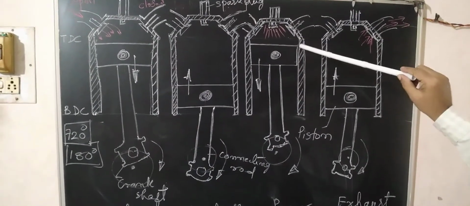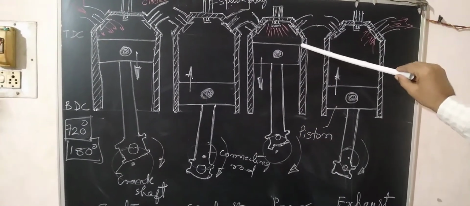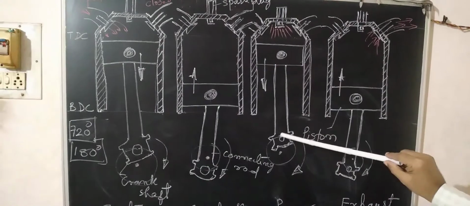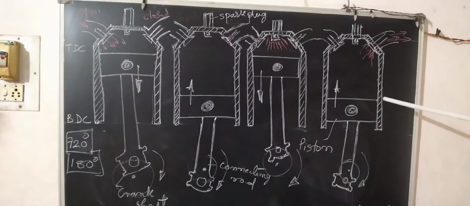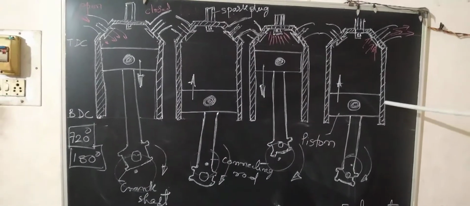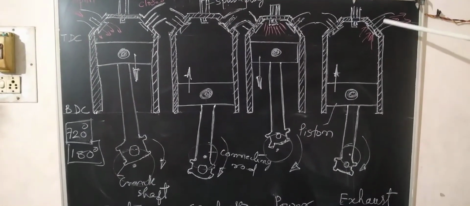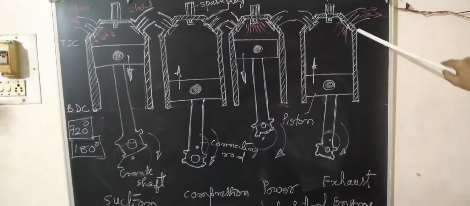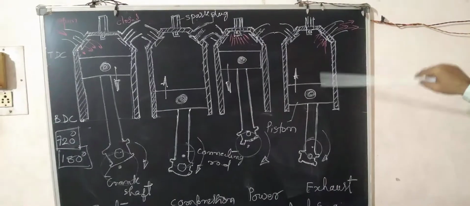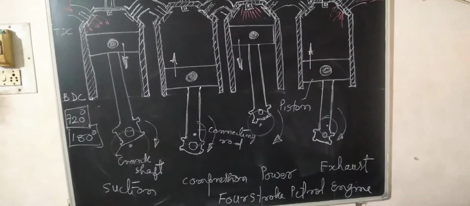Bottom dead center. Among the 4 strokes, the power is produced in this particular stroke and the piston moves 180 degrees. Then in the last stroke, the piston has reached the bottom dead center, that is BDC. Here the exhaust valve opens and the piston moves from bottom dead center to top dead center. With this, the burned gases are thrown out of the combustion chamber.